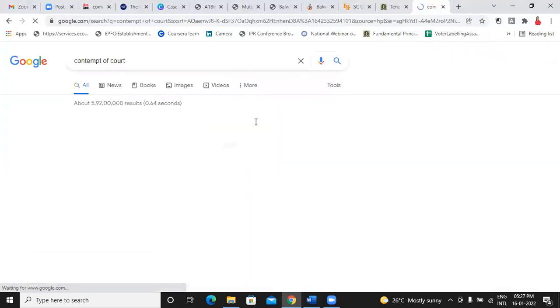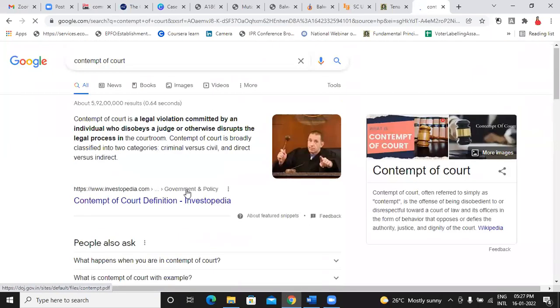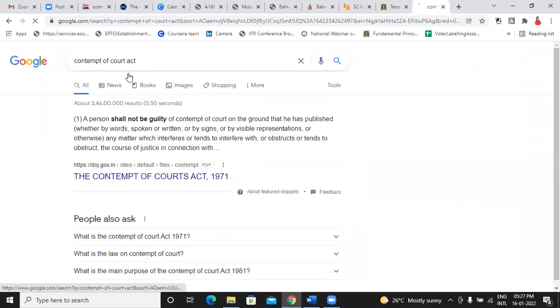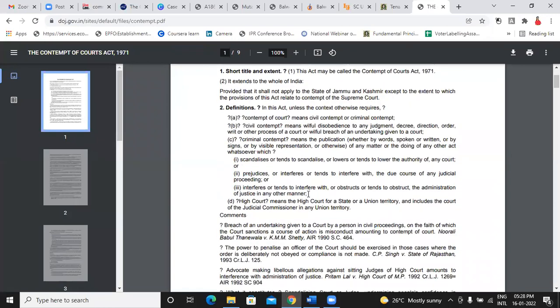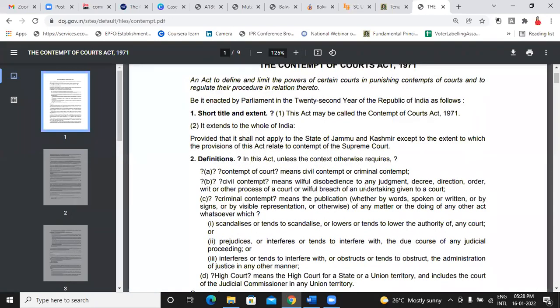So for contempt of court, we have a legislation also. And that legislation provides for definitions as well, the definition of what is a civil contempt and what is a criminal contempt. And based on those ingredients, we need to see. So, what is civil contempt? It is defined under section 2(b). Willful disobedience to any judgment, decree, direction, order, writ, or any other process of the court, or willful breach of an undertaking given to the court.